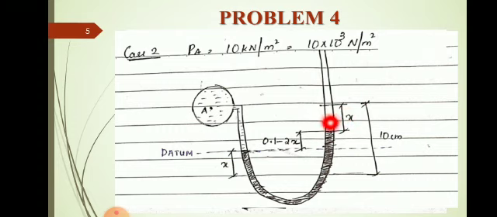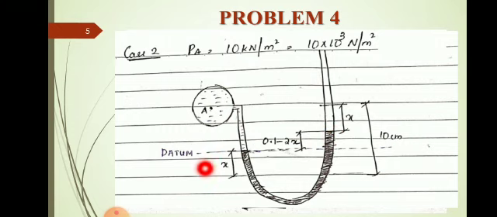So when it has fallen by x meters in the right limb, it will rise by x meters in the left limb. So here it has risen by x meters. So this is the level of mercury now. In case 2, the level of mercury is here in the left limb and here in the right limb.